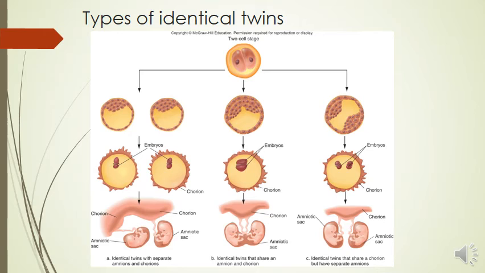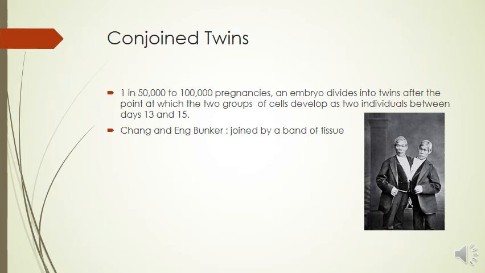And here, when you look at the types of identical twins, there are three. We have identical twins that have separate amnions and separate chorions, identical twins that share an amnion and a chorion, and identical twins that share a chorion but have separate amnions. We also have the phenomenon that occurs in about 1 in 50,000 to 100,000 pregnancies, where an embryo divides into twins after the point at which the two groups of cells develop as two individuals, between days 13 and 15.